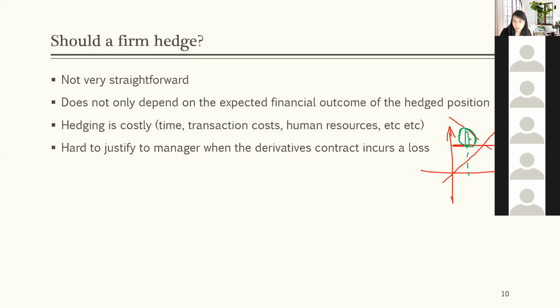However, if we think about the same problem, but if we are at the right-hand side of the graph, in this case, your underlying position makes a gain, but your forward contract makes a loss, okay? So even though, if you just care about minimizing foreign exchange rate risk, entering into a short forward position is a good idea in this case, practically it's very hard to justify why your contract makes a loss, right?